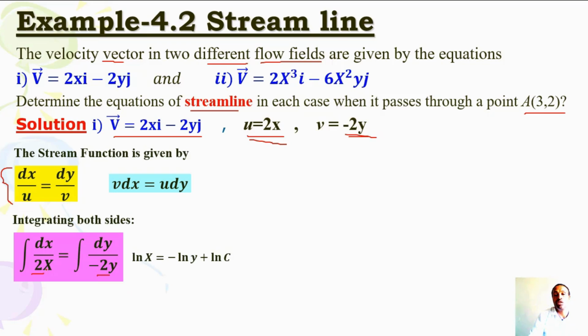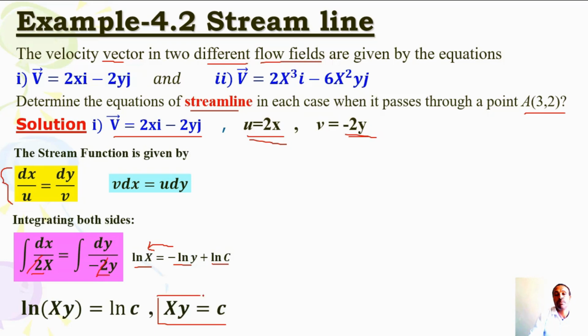So integrate both sides. The integration of 1 over x is known, so you may cancel on both sides. So ln x equals negative ln y plus ln c. So you can just calculate now. You can bring this one into this position, which is ln xy equal to ln c. Then ln can be cancelled out. So this is the equation.